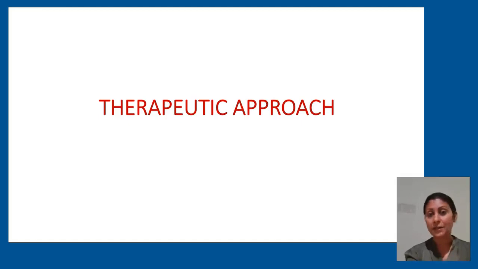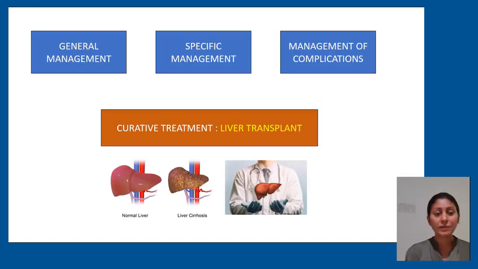Let's now look at the therapeutic approach or the management approach. Again, I would like to give you the principles of management of chronic liver disease like this. You have general management. Irrespective of the etiology, you have general things you would do to a child with chronic liver disease. And specific management. Like autoimmune liver disease, you have disease-specific therapy like steroids or other immunosuppression. Wilson disease, you have chelators. That is specific management. And management of complications.